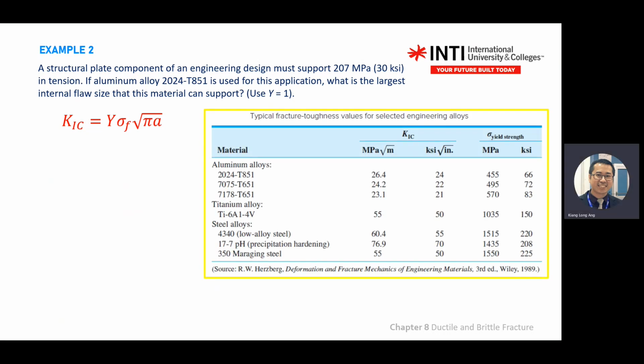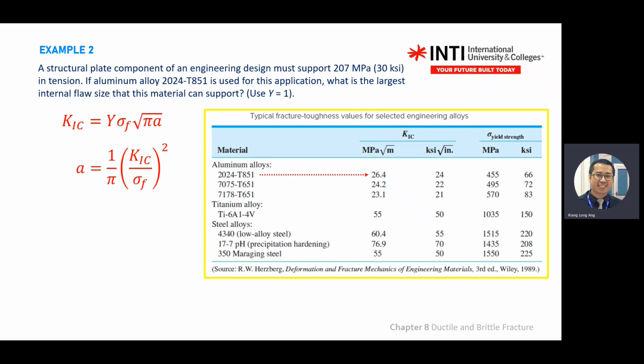Then you go to the table. Of course, in the test or final exam, you will see the Appendix B table. So you look at aluminium 2024 T851. You copy the value of K1C and the U strength here. You copy these two, then stand by for calculation. You rearrange this equation to find the A because the question asks for the largest internal flaw size.